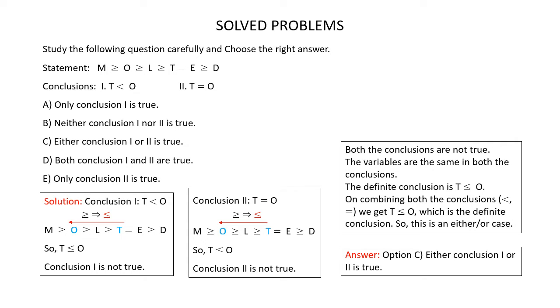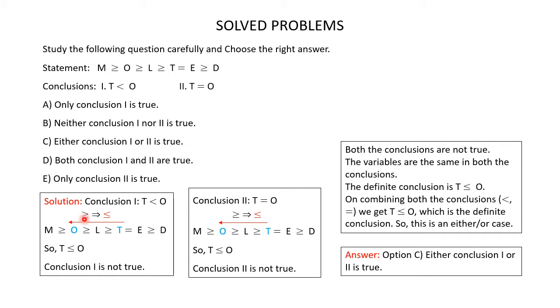Now let's solve this problem by considering each of the conclusions separately. Conclusion 1 is T < O. So first write the given statement. Now we have T here and O here. So you have to move in the backward direction from T to O. When you move in the backward direction from T to O, you get the symbols ≥ and ≥.